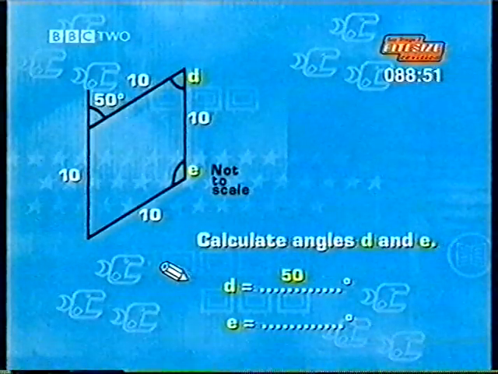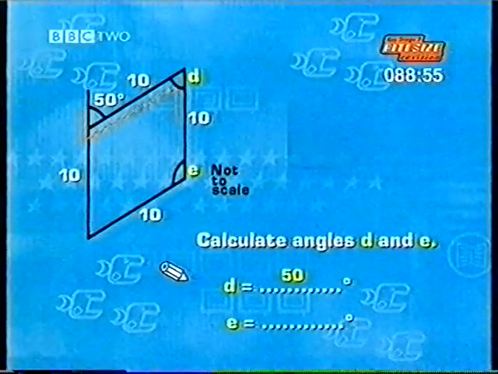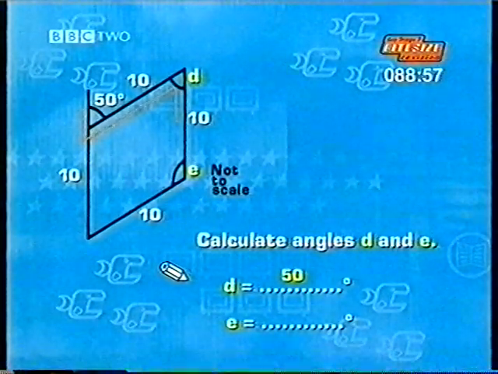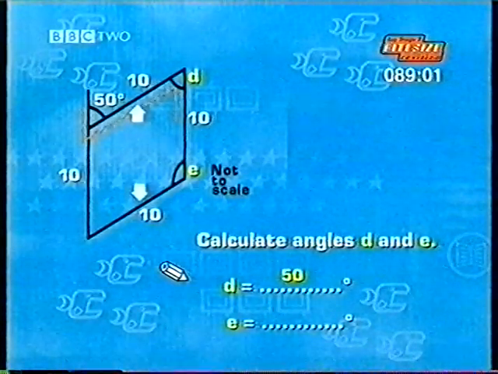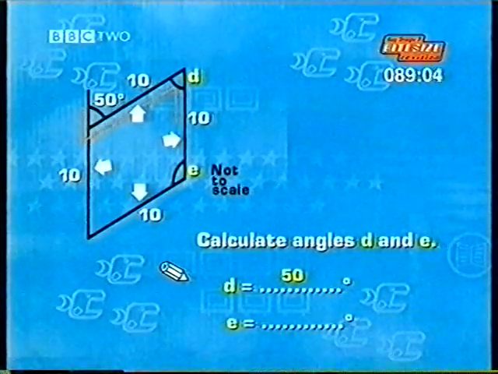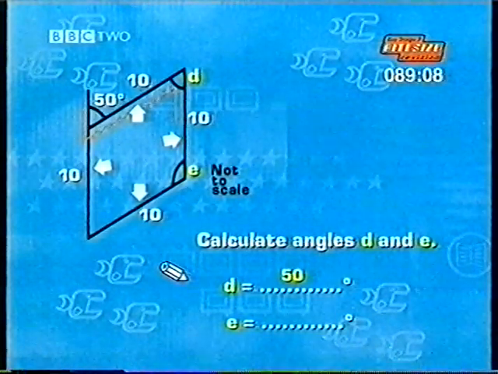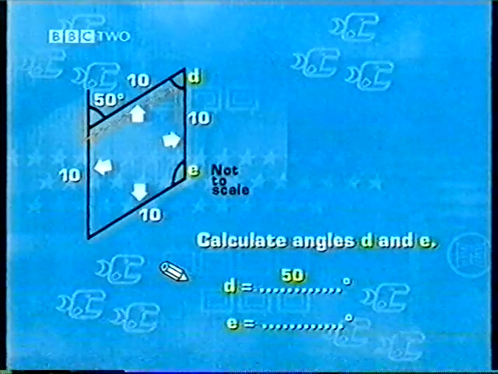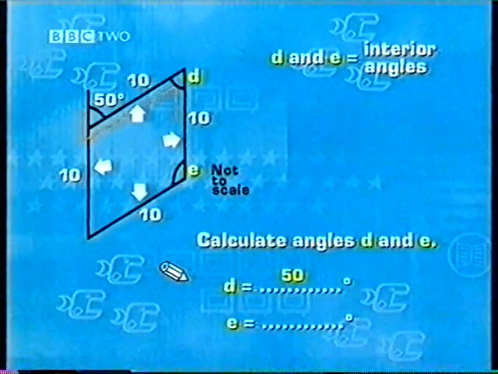Now E does not appear to be in a Z shape, nor in an F shape of any kind. But E does lie in between these two parallel lines, and these two parallel lines. And here, it lies in between the parallel lines along with angle D, making D and E interior angles.